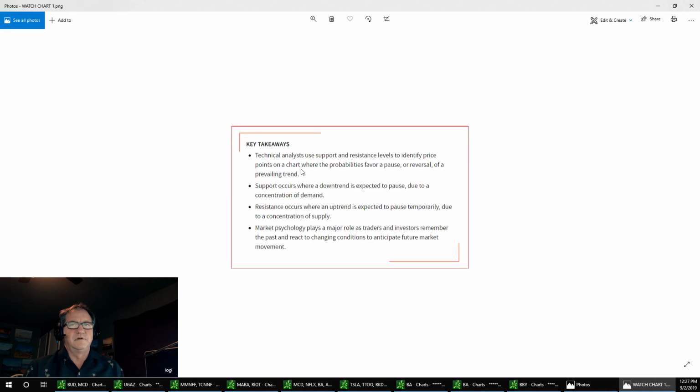You know, due to concentration of supply. Are there enough sellers in there for the buyers to buy, or do they want to pause, or are they starting to want to sell to bring the price down? So it's always either supports, pivot points, and resistances, and it's all psychology. You know, it has a major role to do with the way these stocks run.